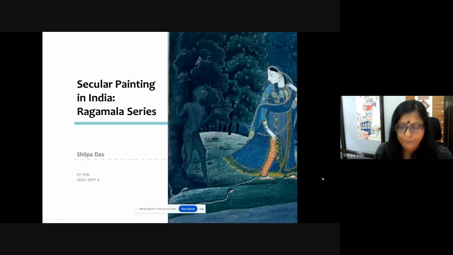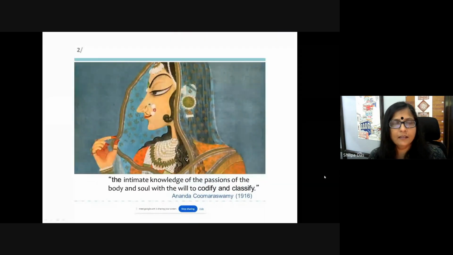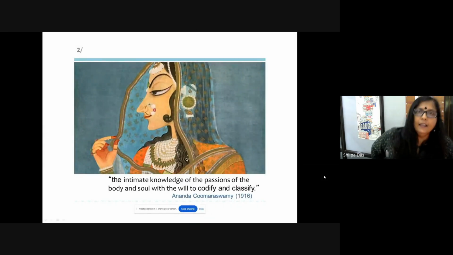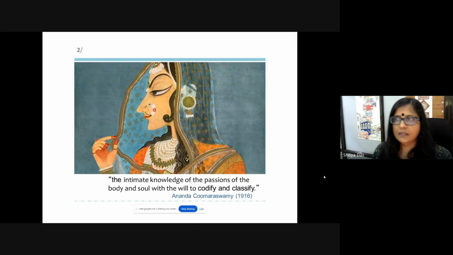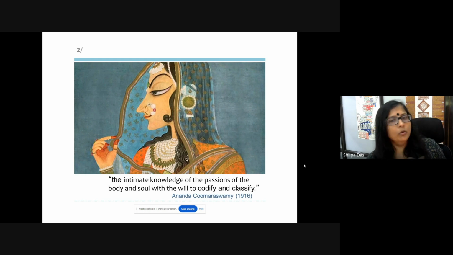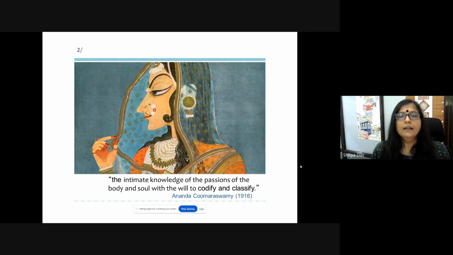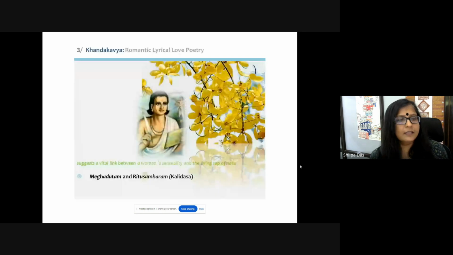Okay, great. So we would have to go back almost 2000 years if, as the great scholar Ananda Coomaraswamy, an art critic from Sri Lanka, wanted us to see how our early Indian writers were able to combine both the intimate knowledge of the passions of the body and the soul. What is interesting in our tradition is that for everything we have typologies and categories and codification. So that's a very interesting aspect.